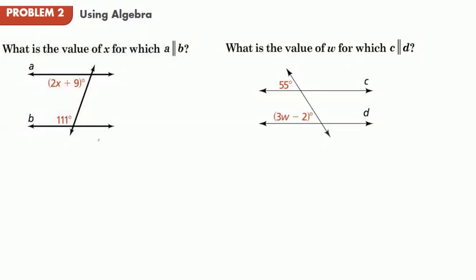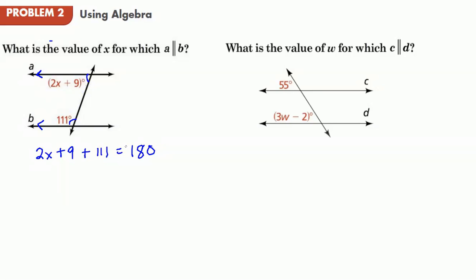So for problem 2, we're going to use algebra. What is the value of x for which A and B are parallel? So now they're telling us that these two are parallel. Given that, we have to look at these two angles. These two angles, 2x plus 9 and 111, happen to be same side interior. Same side interior angles are supplementary. They add up to 180. So we're going to say that 2x plus 9 plus 111 has to equal 180, because those angles are same side, and same side are supplementary.